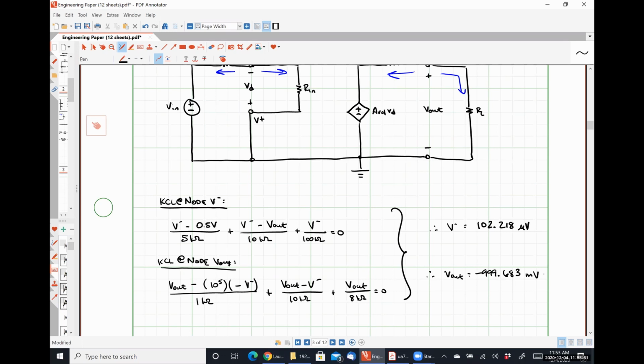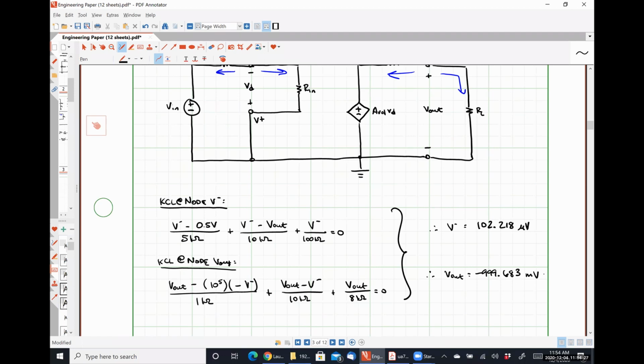All right, let me double check. I feel like my answer is correct, but let's double check it. Well, the V out is the important part. I got 0.000102218 or whatever volts, so that's why I put it in microvolts. But V out is negative 0.9999683 volts, really close to -1 volts, right? That's the important part here.